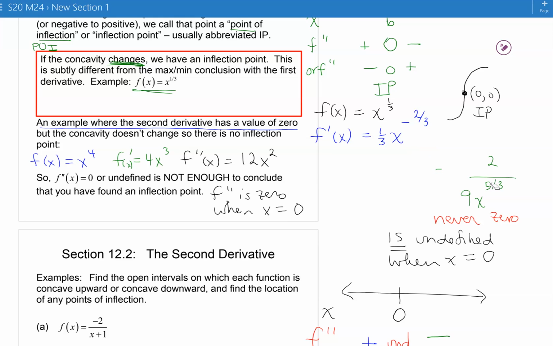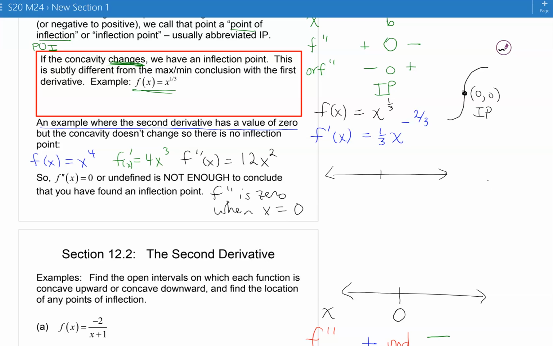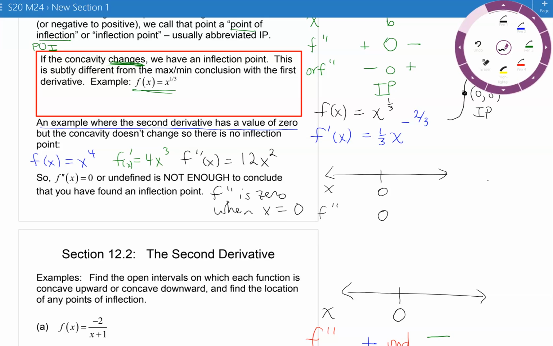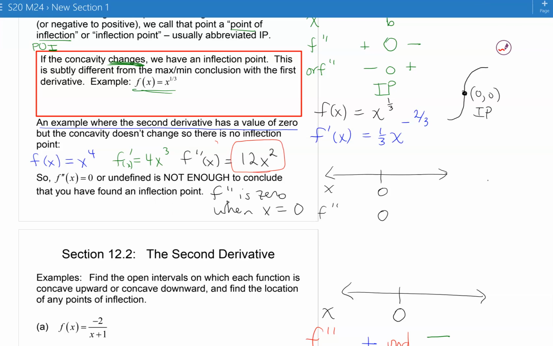Okay, so if I set up a little chart, when x is 0, the second derivative is 0. But then look at this second derivative. It's always positive, right? X squared is always positive, and then multiply it by 12, always positive. So yeah, the second derivative is 0 at 0, but the concavity doesn't change. So not an inflection point.